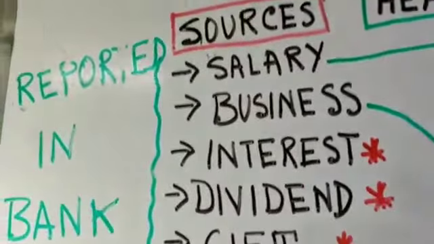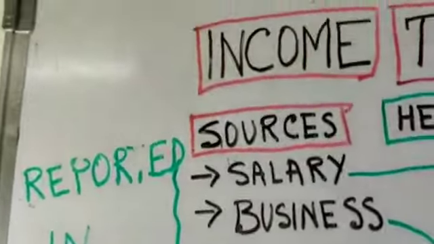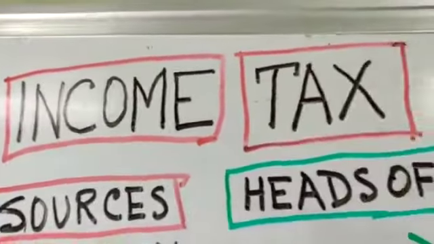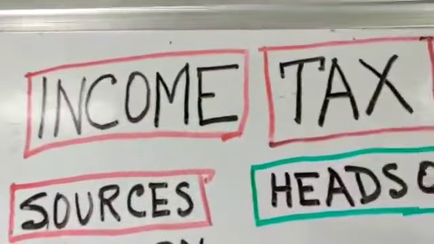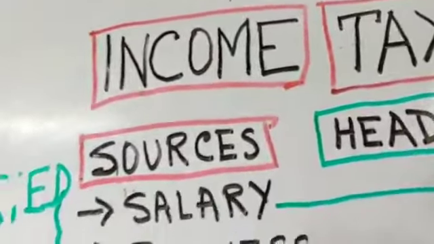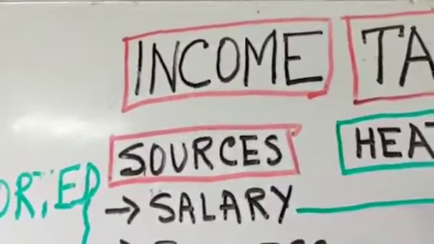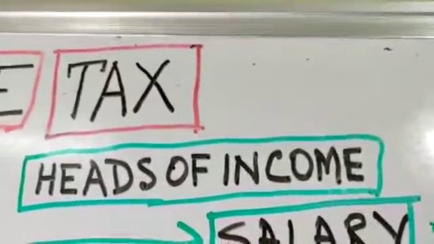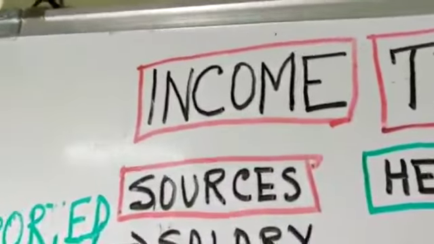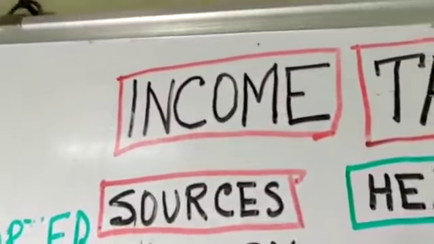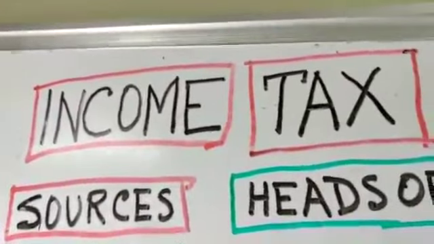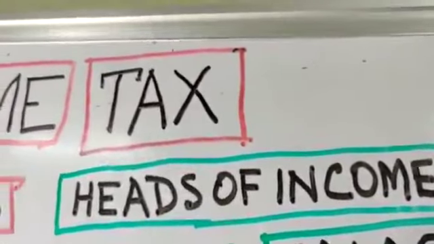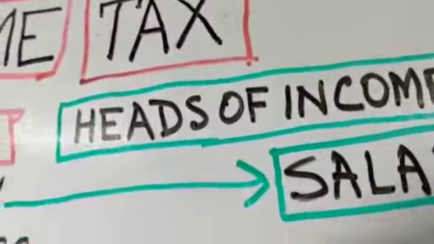Once I have identified the sources of income, then this income I need to classify as per the Income Tax Act. In the Income Tax Act, they have classified the sources of income under 5 heads of income. So first we have seen there are sources of income. These sources of income are classified under the Income Tax Act under heads of income. So what are the heads of income? There are 5 heads of income.